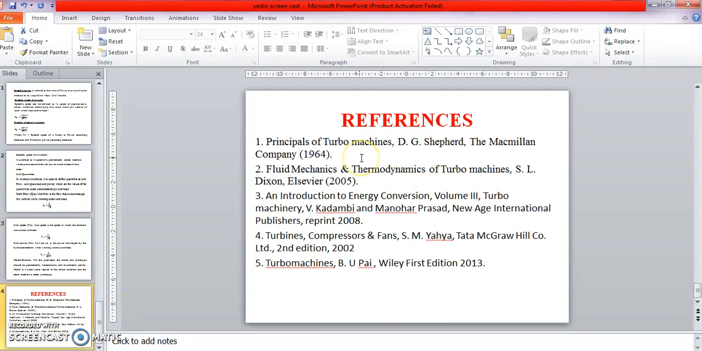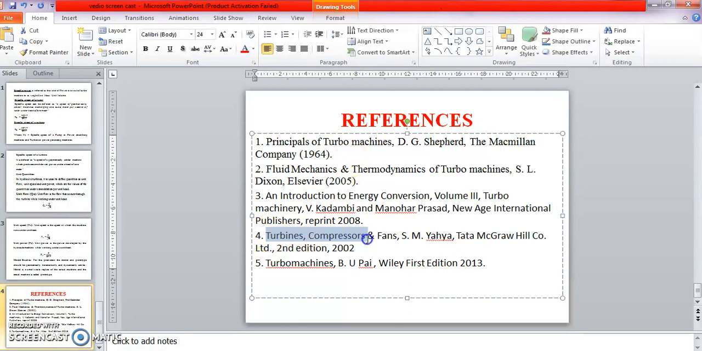So these are the references we have to refer to for Unit 1, that is Introduction to Turbomachines. The Principles of Turbomachines by D.G. Shepherd, and Fluid Mechanics and Thermodynamics of Turbomachines by S.L. Dixon, and another textbook, that is Turbines, Compressors and Fans by S.L. Yahya.